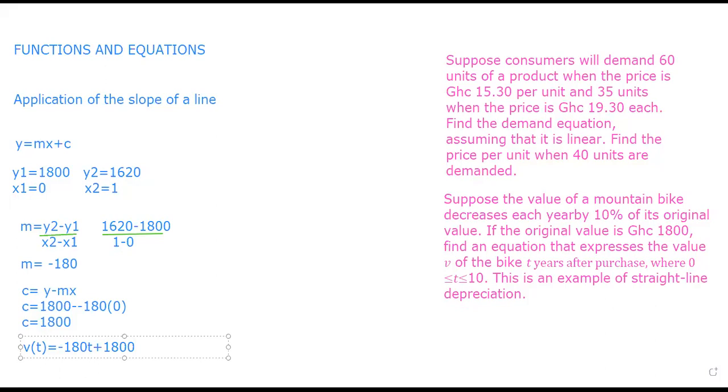Yasmin: Please, in the first question, when you were doing the function, you went straight ahead to do P of X. But in this one, you started with Y is equal to M. Is it because the question said that we are finding the equation of V of?